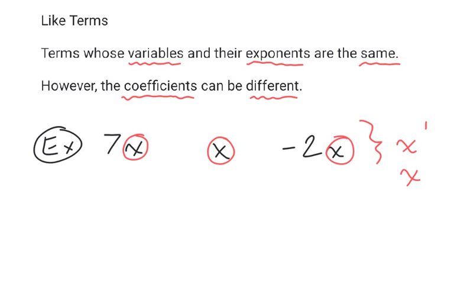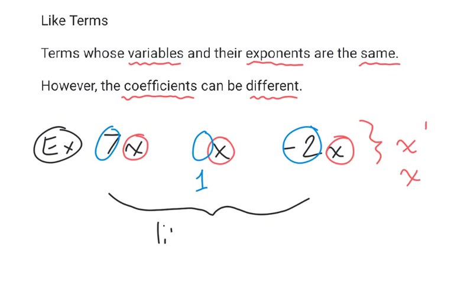Furthermore, these terms all have different coefficients. We have no coefficient in the middle term. However, there is a 1 secretly hiding there that is not written in. So whenever you see a variable with no coefficient, there is a 1 secretly there, but it is not written in. It is understood to be there. Let's go ahead and summarize what we've just found out. These are all like terms because they have the same variables and the same exponents.